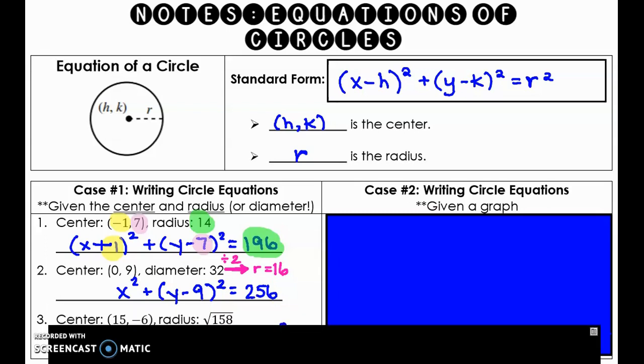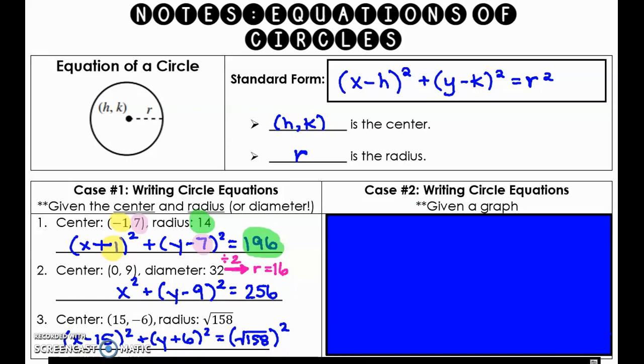Last example here for this case, I'm given the center (15, -6), and the radius, which is the square root of 158. The square root might intimidate you, but it actually is going to work out nice in the end. So I'm going to use my colors again to help us out. Here we go. My h in this problem is the x value of my center, which is 15 in this case. So 15 plugs in for where h belongs in the standard form. My k is going to be -6. It's the y value of my center. I plug that into the standard form where k belongs. Last but not least, my r value is the square root of 158.